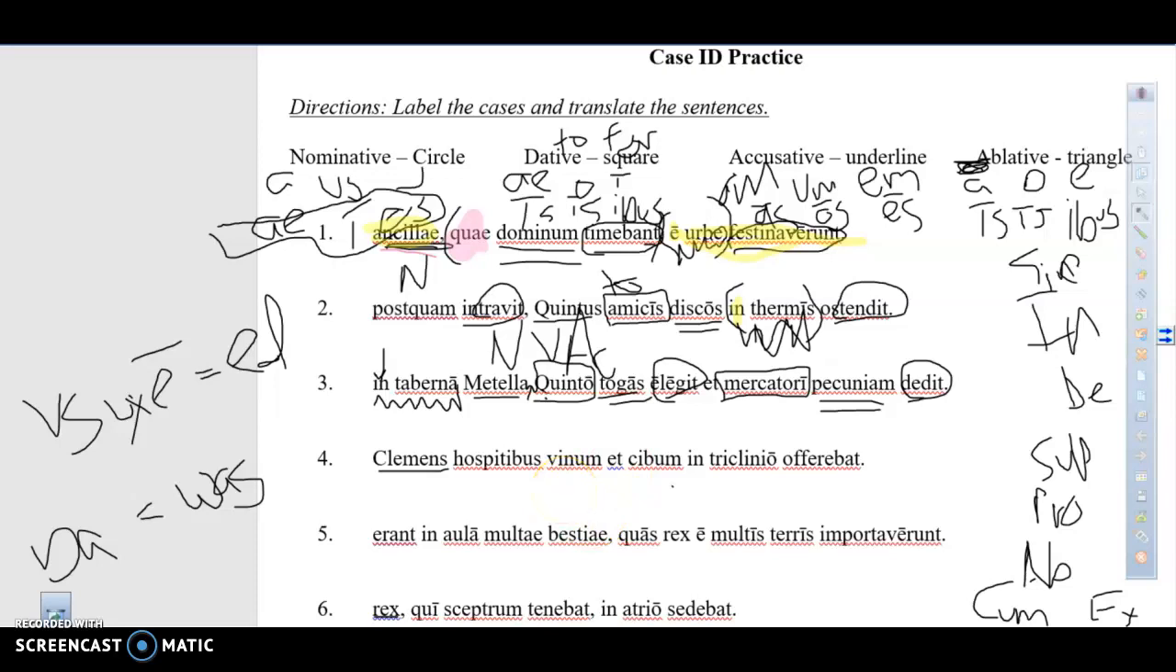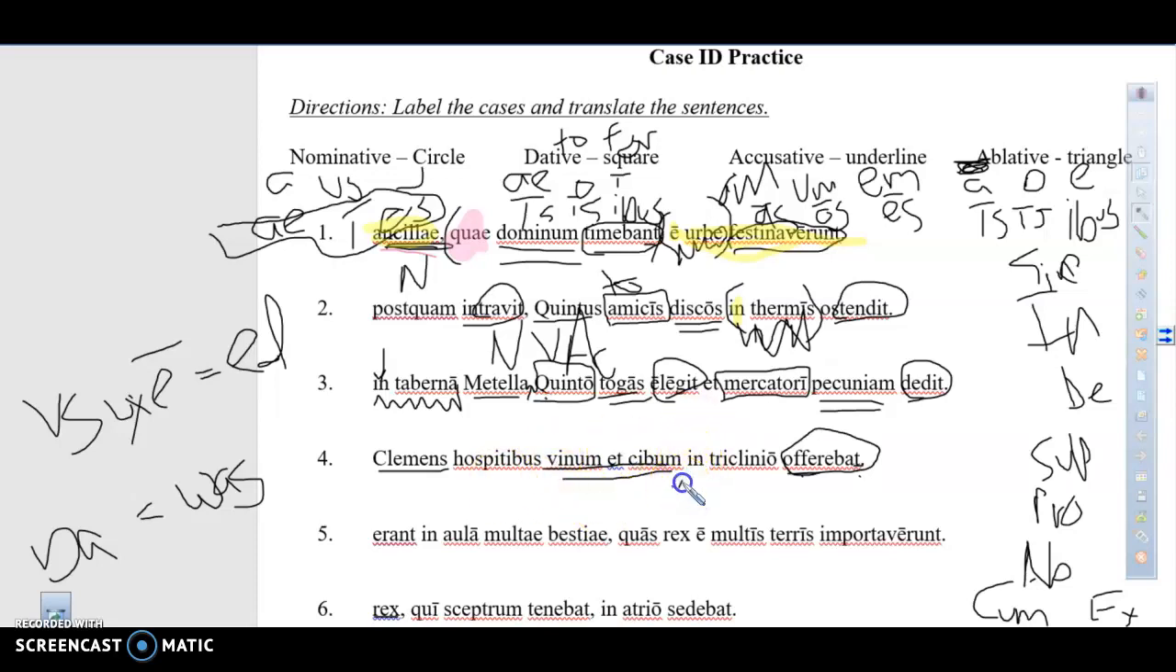Number 4. Pause, do your markings. Okay. Clemens offerebat, was offering. Okay, so there's your verb. T tells me one person. I need words that end in M. Oh, that's what he's offering. Oh, thank you. Benny's offering me a googly eye.